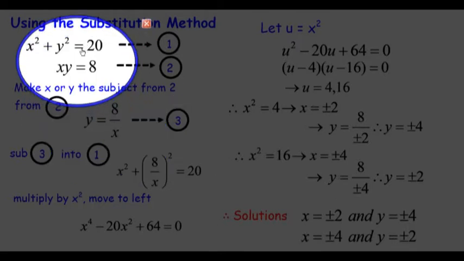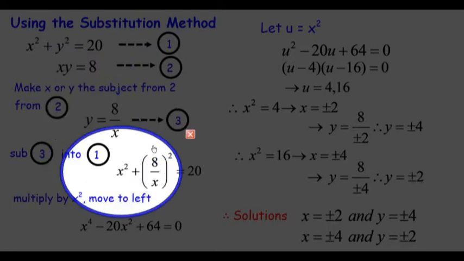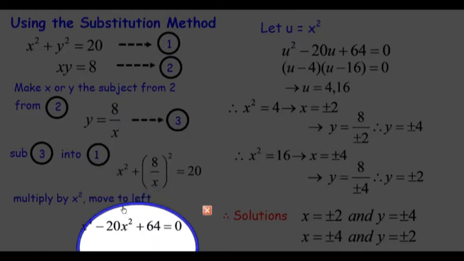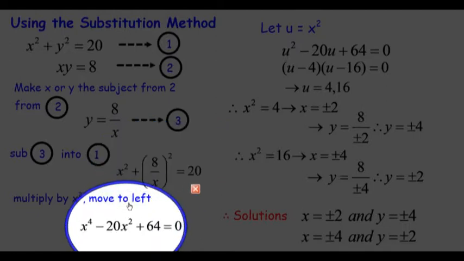This is from 2, so we substitute it back into 1, and you can see here we get x squared plus y squared, which is (8 on x) squared, equals 20. We can expand this, square that out, and get 64 on x squared, multiply by x squared, and putting everything over onto the left, we get x to the 4 minus 20x squared plus 64 equals 0.